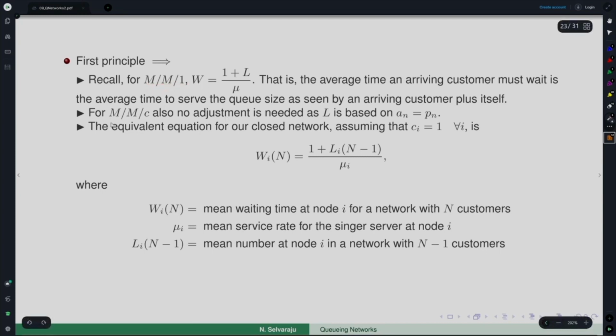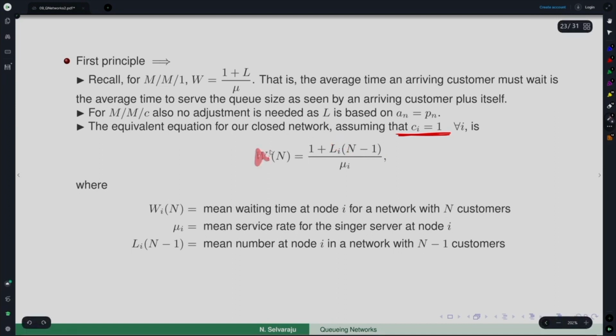And even for M/M/c, no adjustment is needed, as L is based on the fact that a_n equals p_n, which is what is happening in the M/M/c model also. So M/M/c also does not require any adjustment. But for the equivalent condition in our closed network, remember that we are not taking the general case; we are taking the case where c_i equals 1, a single server node. So with a single server at each node, the equivalence in our closed queuing network is this expression, because this is L_i: if you compute from the arbitrary time distribution with n minus 1 customers in the node, that is what an arriving customer would observe.